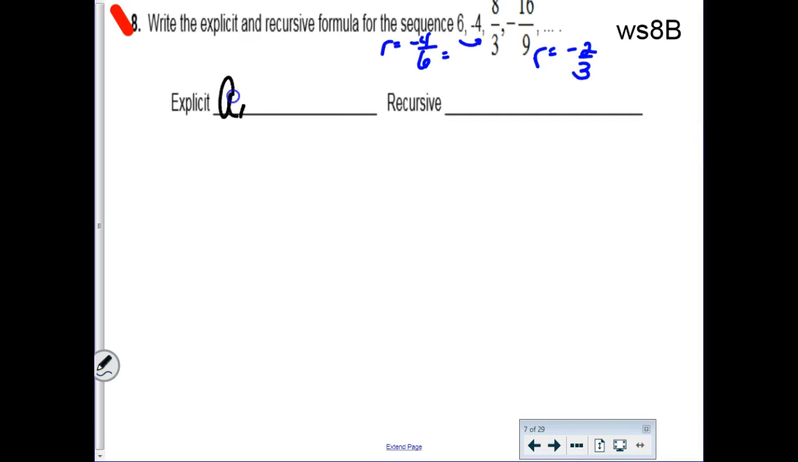The explicit formula, it's nice and easy. You start with the first term, which is 6. And then in the parentheses, that's the common ratio you just found of -2/3 raised to the n minus 1 power.